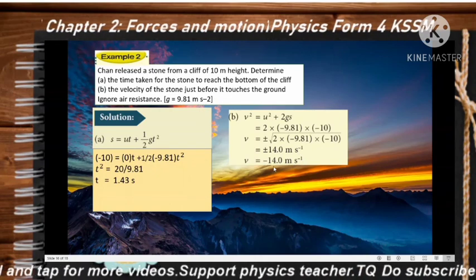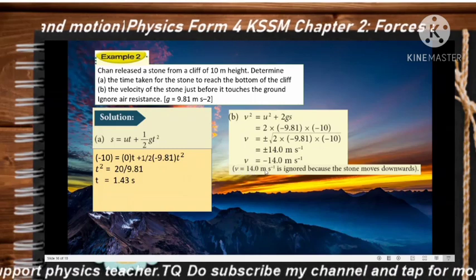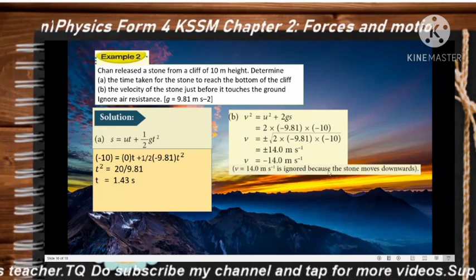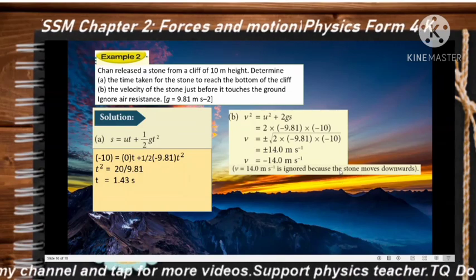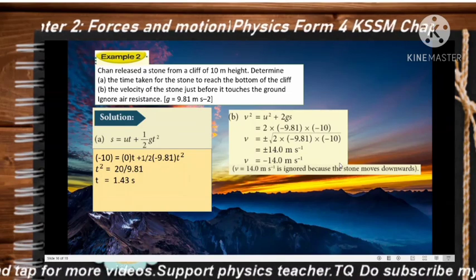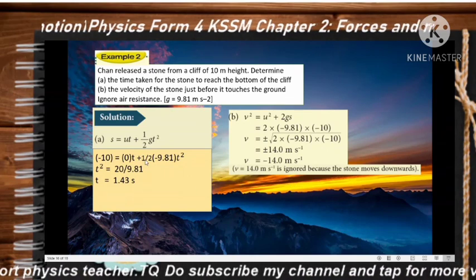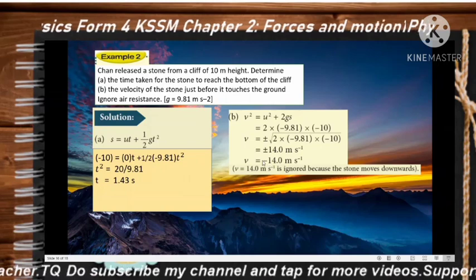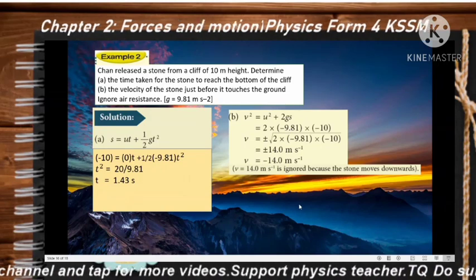Why we take the negative value? So v equals positive value 14 is ignored because the stone moved downwards. As I mentioned earlier, direction downward we take as negative direction. So sign for s is negative, sign for v also negative. And of course for g, always negative.